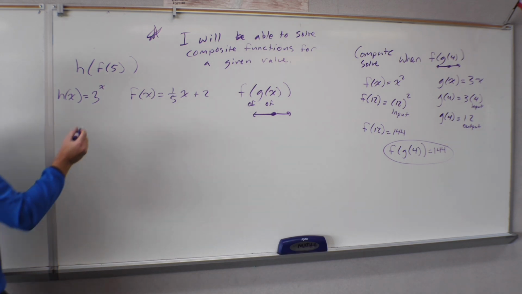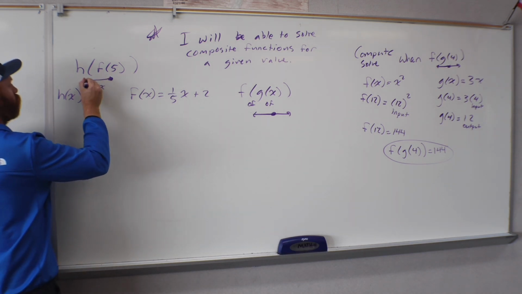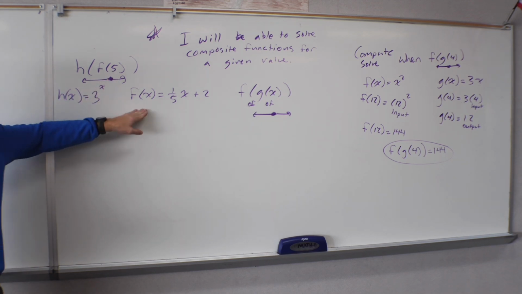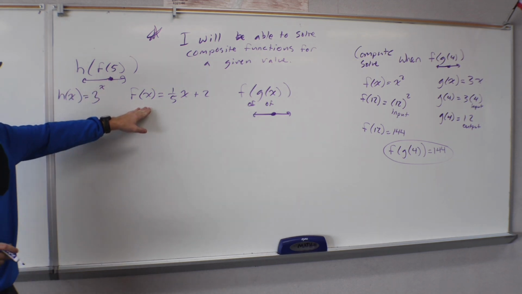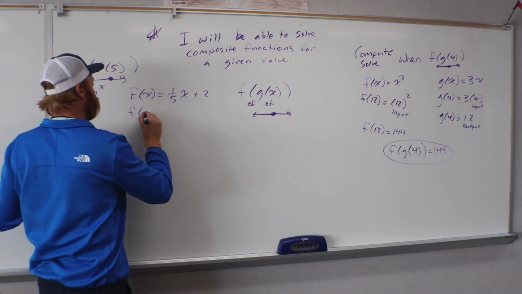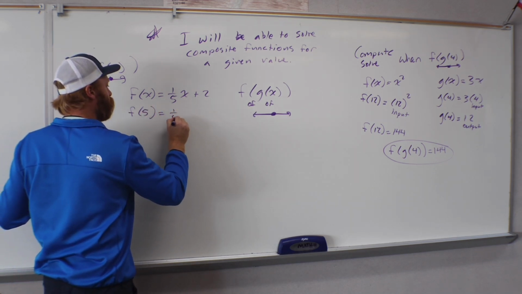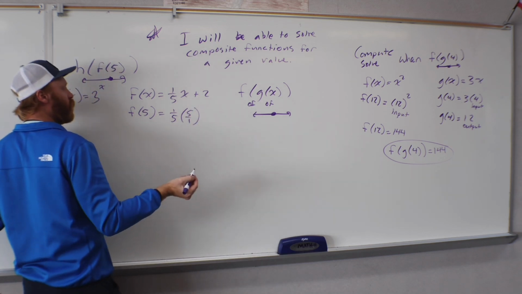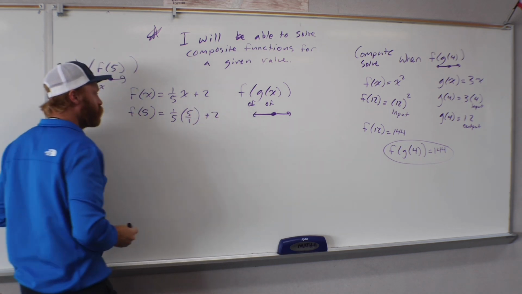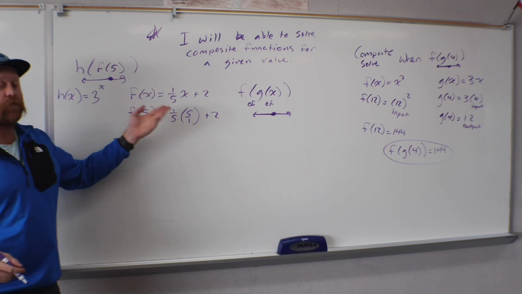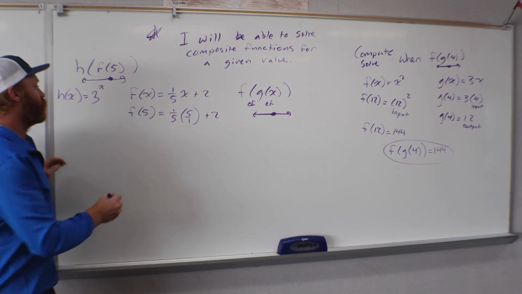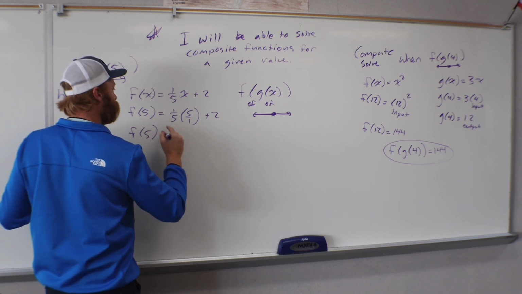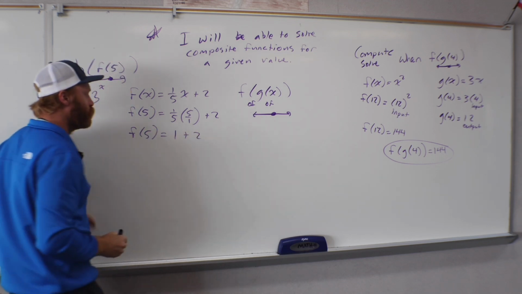All right, so again, we start off at the center, we work our way out. So we're going to have the input of 5. That's going to go into our f function, or our f of x function. So we're going to have f of 5 is equal to 1/5 times 5, or 5 over 1 if you want to think of it that way, plus 2. 1 times 5 is 5, 5 times 1 is 5, 5 divided by 5 is going to be 1, so we're going to have f of 5 equals 1 plus 2.